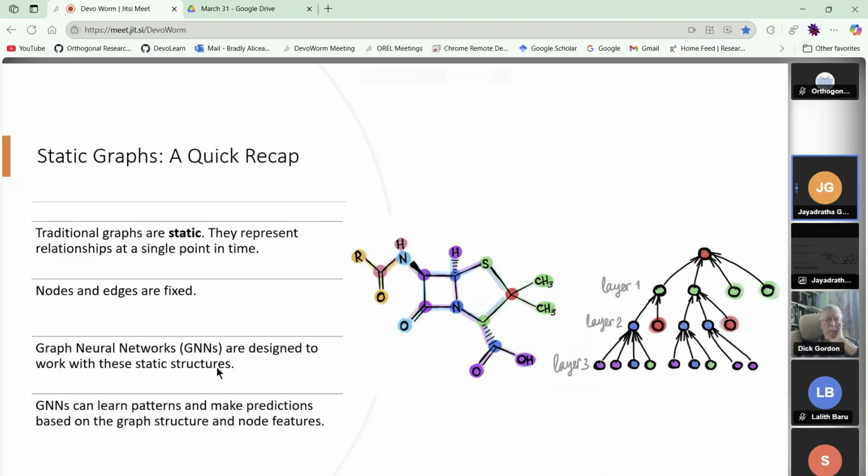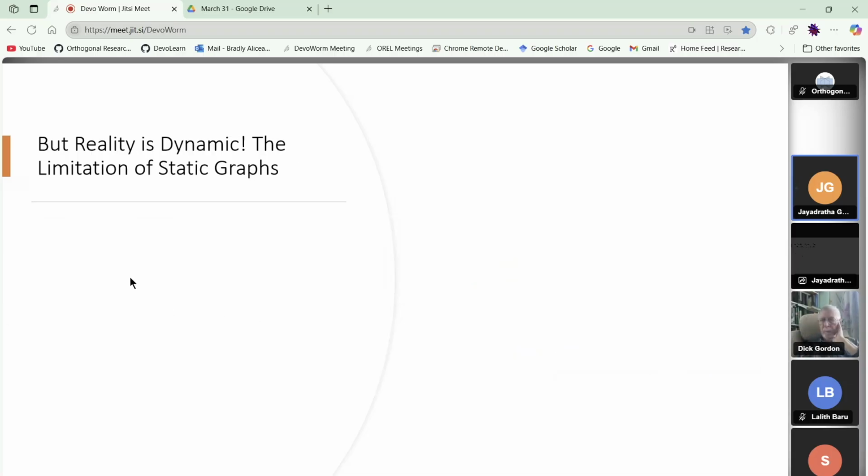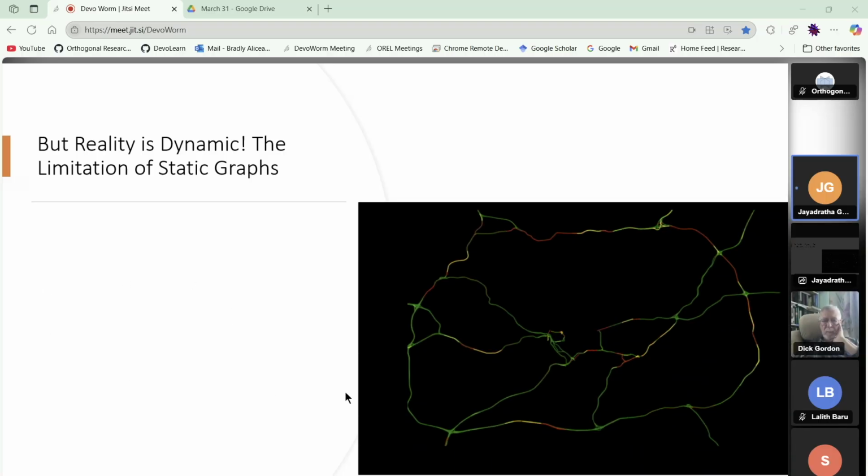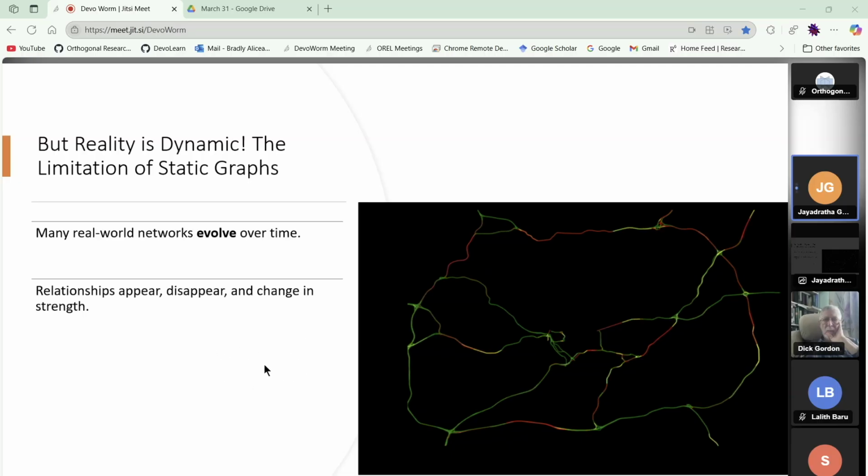For all these kinds of tasks, we can have classification as well as regression. But in reality, we have dynamic graphs, that is, graphs changing with time. A static graph cannot always represent all kinds of networks. Suppose there is a road network. If you look at the road network, it is constantly changing. So how can we capture that when the network is evolving with time?